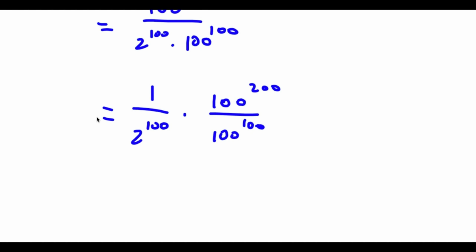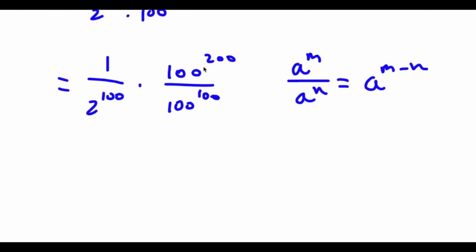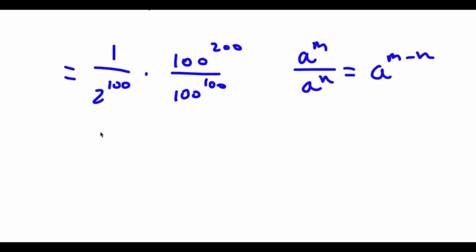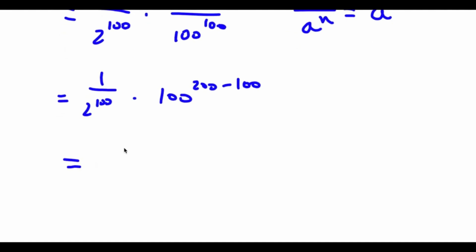So now, if I have something in the form a to the power of m over a to the power of n, this is equal to a to the power of m minus n. So in this case, I have 100 to the power of 200 over 100 to the power of 100, and this is going to equal 100 to the power of 200 minus 100. 200 minus 100 is equal to 100, so I have 1 over 2 to the power of 100 times 100 to the power of 100.